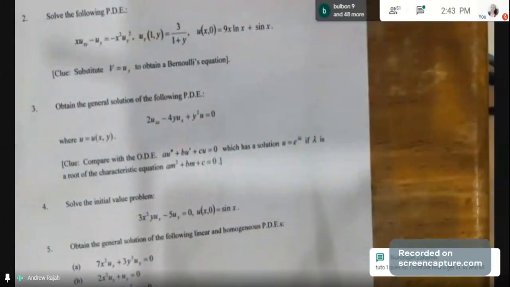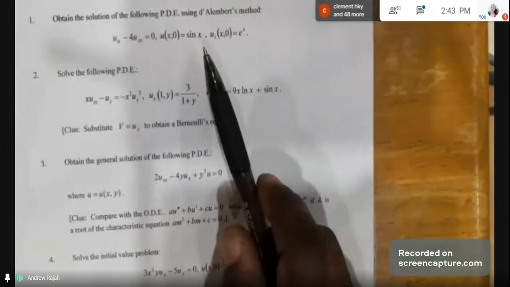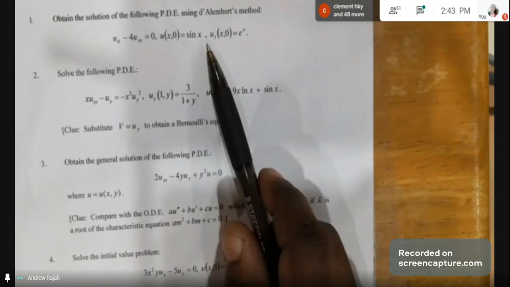Okay, just an overall summary. Question 1 is a direct question, a direct solution using the theorem. And then D'Alembert's method is for questions 2 and 3.